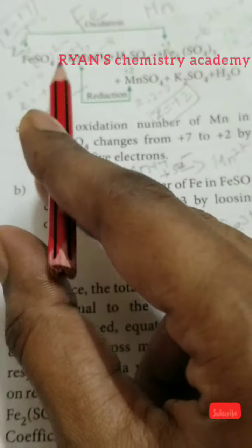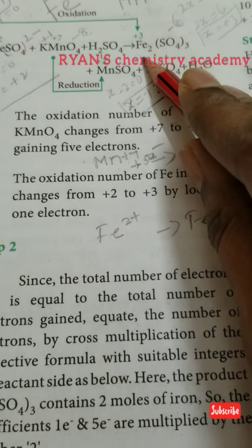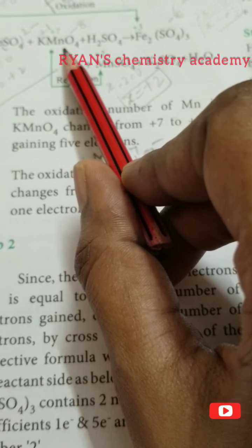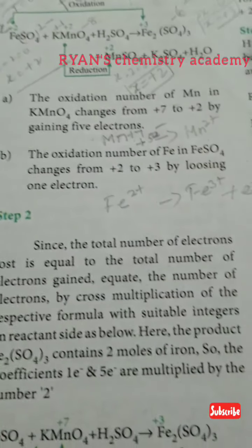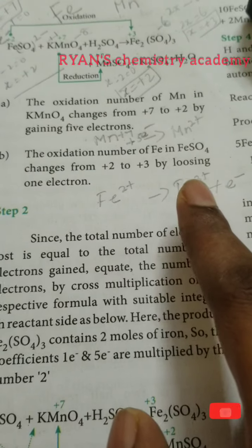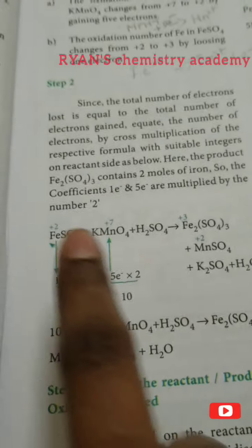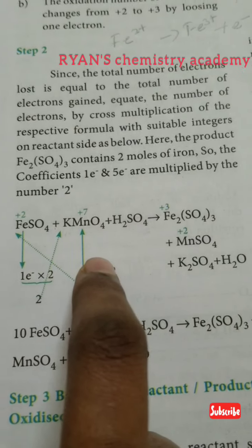What is the number of moles of iron? 1. But in the product side, what is the number of moles of iron? 2. Here, the reactant side, what is the number of moles of manganese? 1. Here also 1. We should balance that iron also, isn't it? So how many electrons lost, how many electrons gained. But first, in the reactant side, we should balance iron with the losing of electron or gaining of electron.